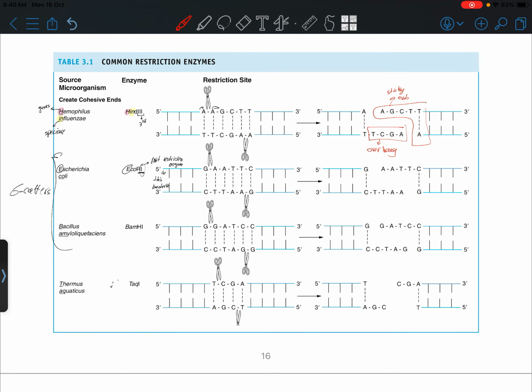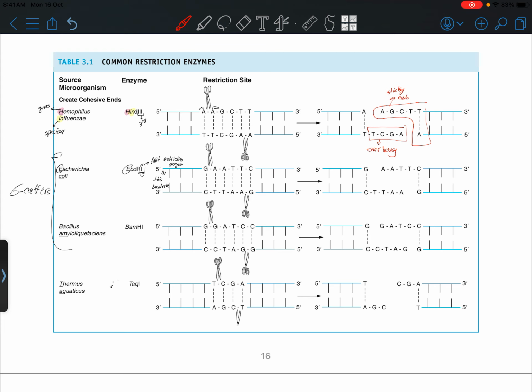Why do you think this end is called the sticky end or cohesive end? Sticky means what? Sticky, cohesive. It has to do with the complementary end, so that it can bind back.